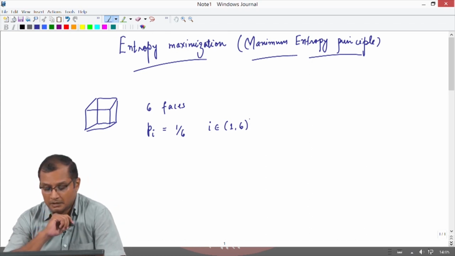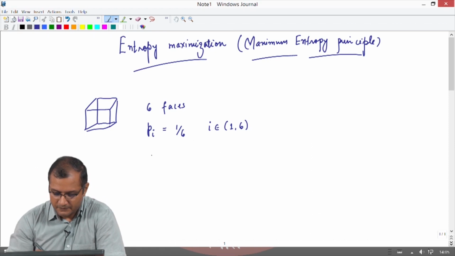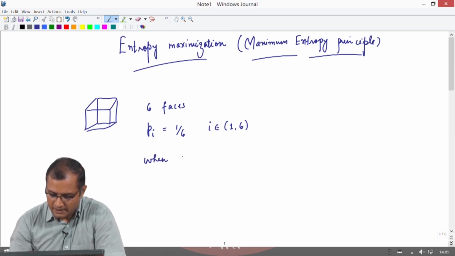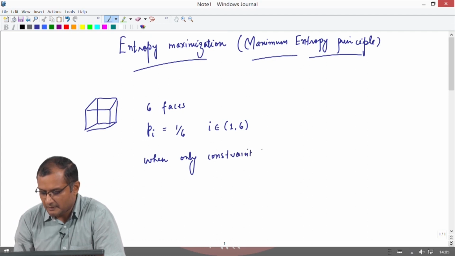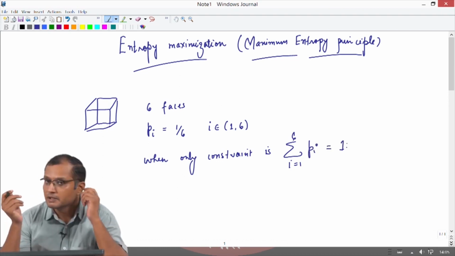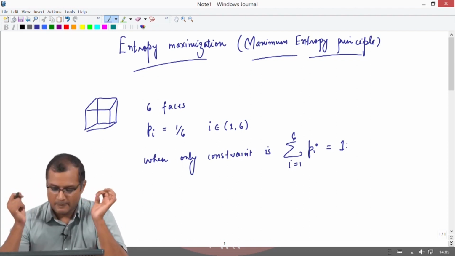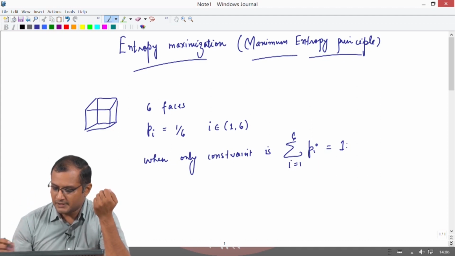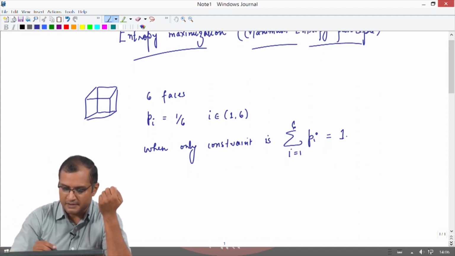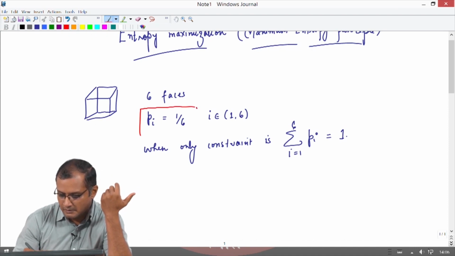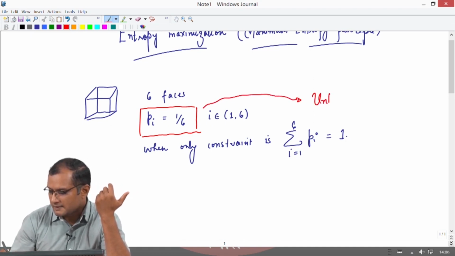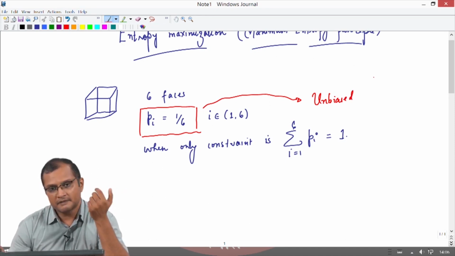Okay. Now, this was definitely the case when we discussed that the only constraint is the normalization of the probability. So, when the only requirement is that the probabilities are well behaved, then you get a probability distribution that is unbiased. I will call the result that we obtained in the last class an unbiased probability distribution. Okay, so, this will be called unbiased. All faces have equal probabilities.